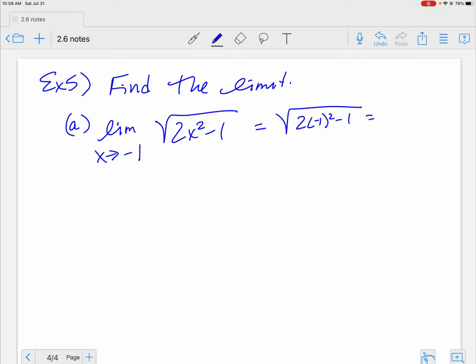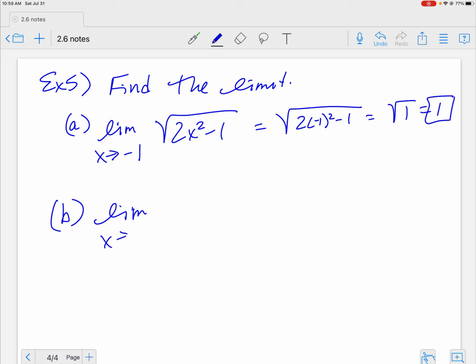So, a negative number squared is positive. So, it's 2 times 1 is 2. 2 minus 1 is 1. Square root of 1 is 1. Plug it in. Literally, I cannot impress this upon you enough. Don't make this harder than it is. All you have to do is plug it in.